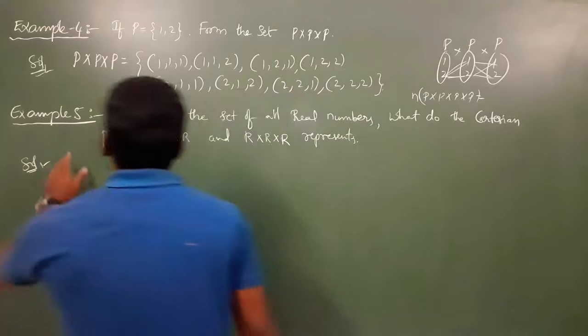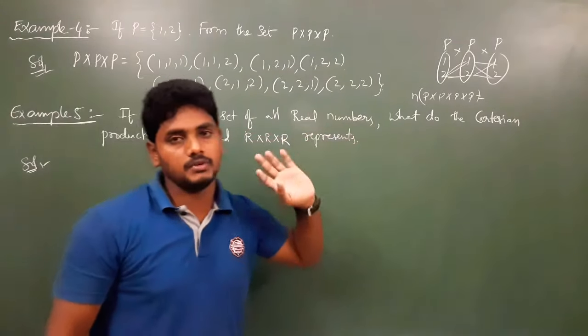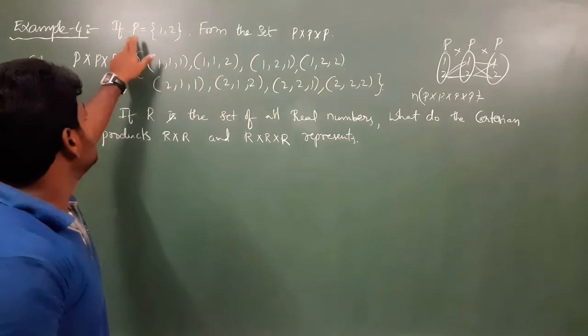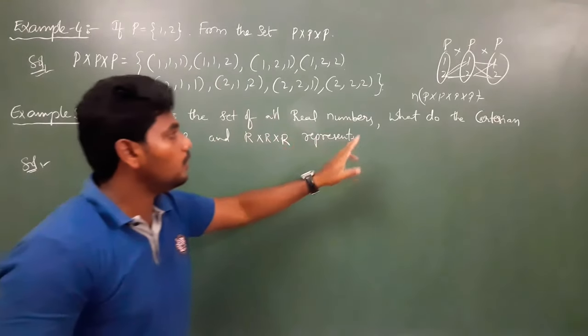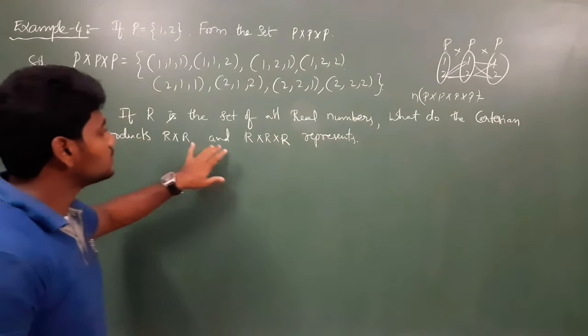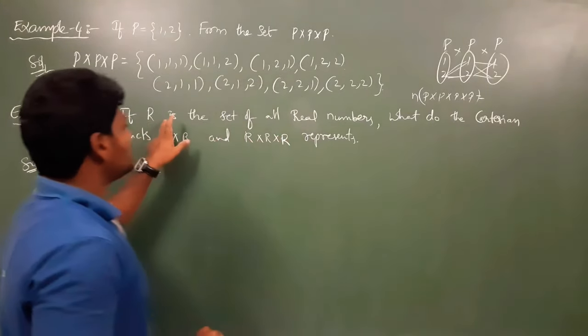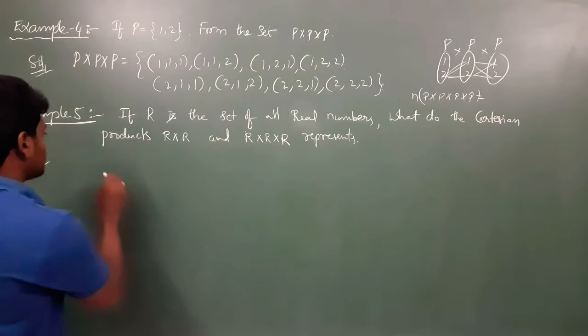Now next one, example number 5. If capital R is the set of all real numbers, that means this capital R is nothing but the set of all real numbers. As P is 1, 2 only, but R is the set of all real numbers. What do the Cartesian products R cross R and R cross R cross R represent? Here R is the set of all real numbers, so for R cross R, what will come?